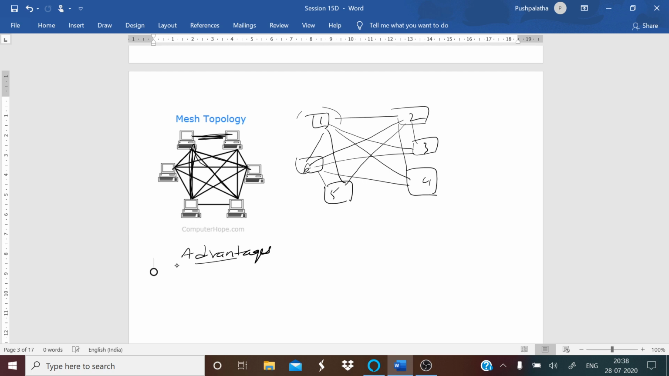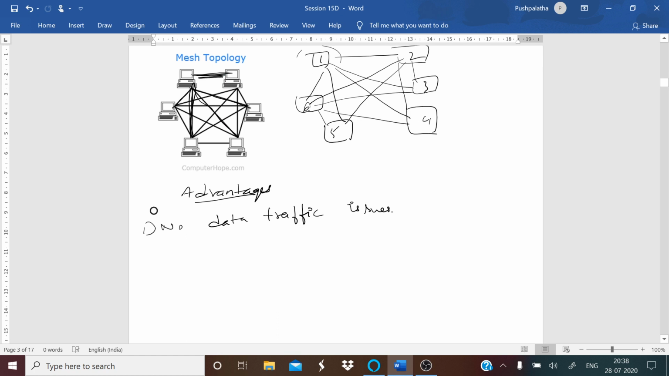So what are the advantages of this mesh topology? Advantages means there is no data traffic issues. Why? Because each and every system is connected to every other system, so it is not like if data has to transfer from 1 to 4, it has to go through other channels, other nodes or other systems. It can directly go from 1 to 4. If it has to travel from 1 to 5, directly it can go from 1 to 5. So no data traffic issues, because there is a dedicated link between the two devices. That means the connection is meant only for those two devices.